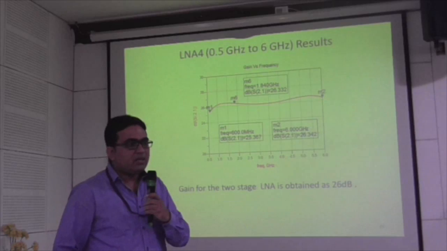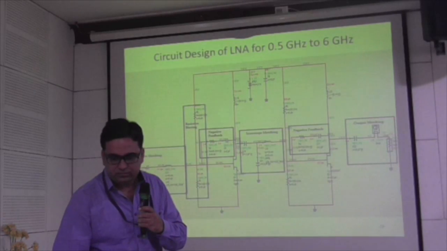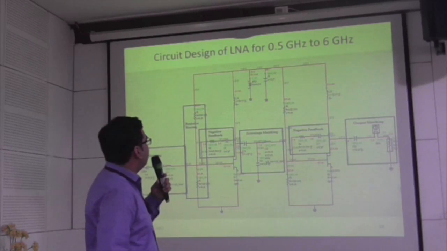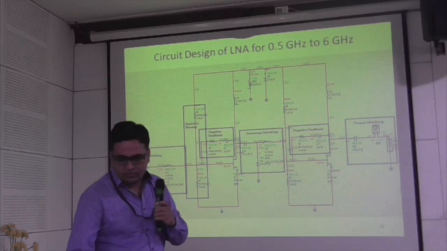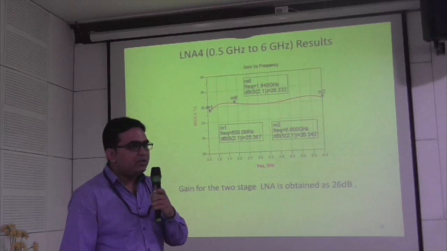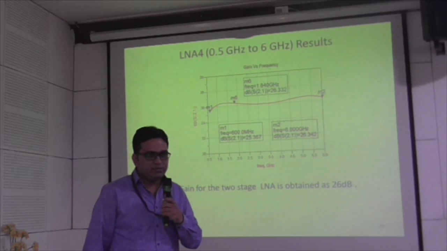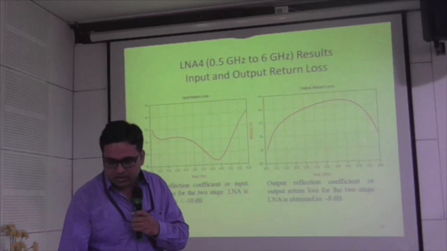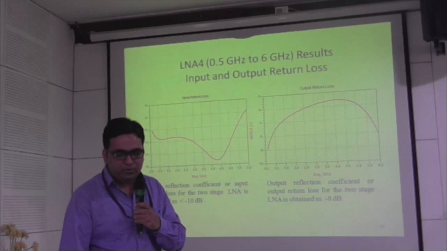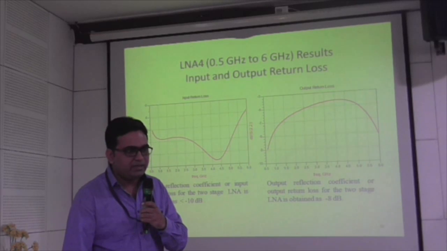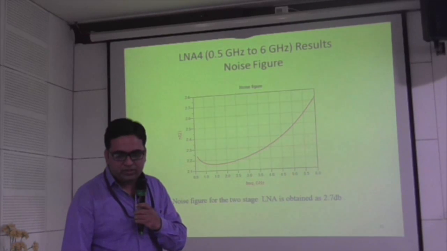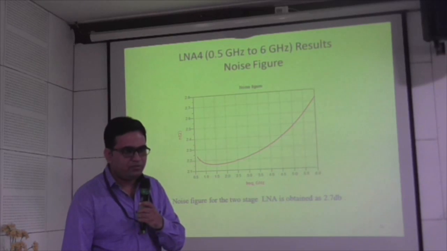So the results that I have obtained. Here the voltage is 3.3 volt. Yeah, 3.3 volt. Then the gain that I achieved is around 26 dB. Then the input and output return loss is near minus 10 dB. Then the noise figure that I achieved for this circuit is 2.7 dB.